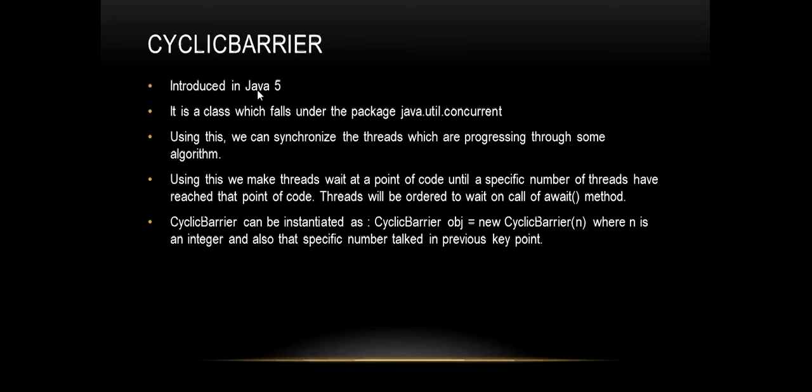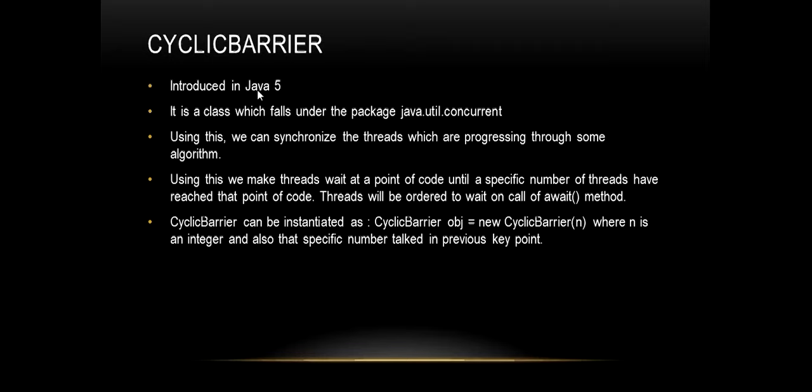By this I want to convey that using CyclicBarrier we can make the threads wait at a point of code until a specific number of threads have reached that point. Say unless and until 3 threads reach a point of code, the rest of the code should not be executed. Then we can make use of CyclicBarrier, which will make sure that unless 3 threads reach a specific point of code, the rest of the code won't get executed.